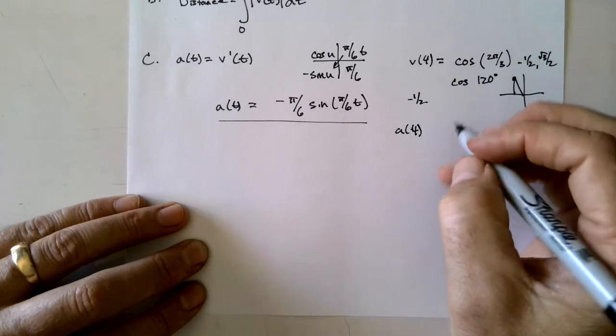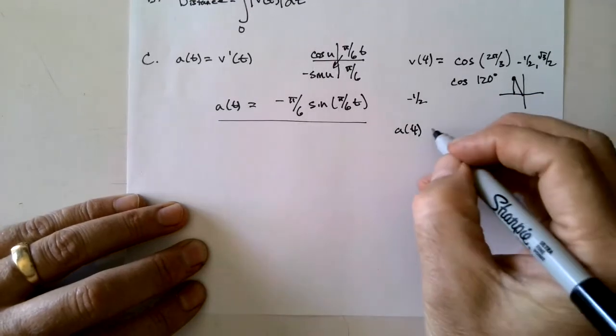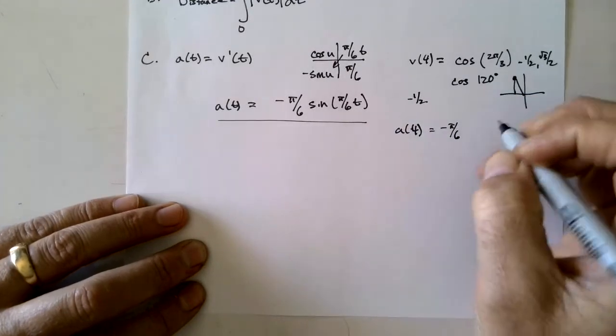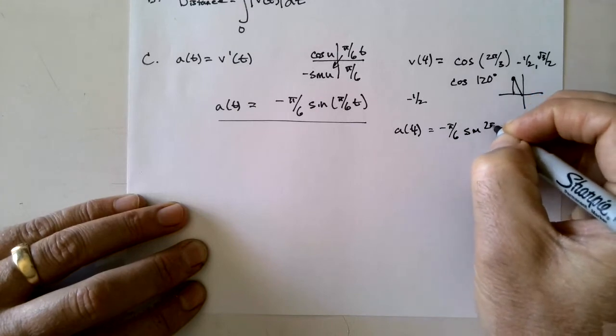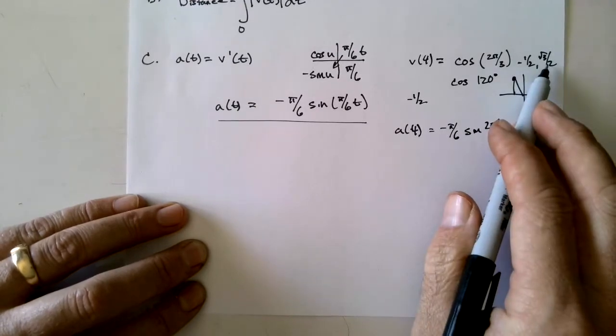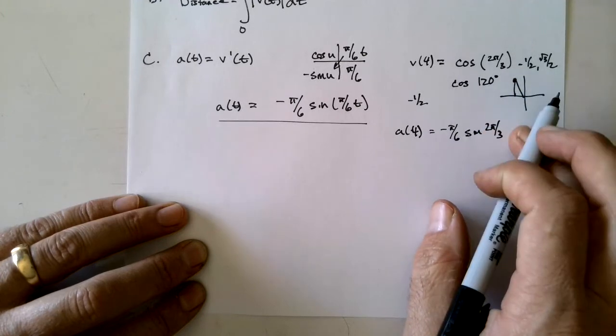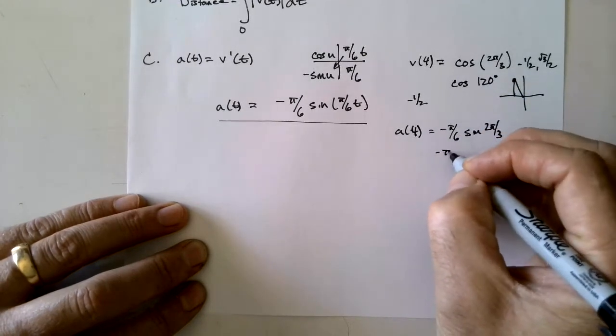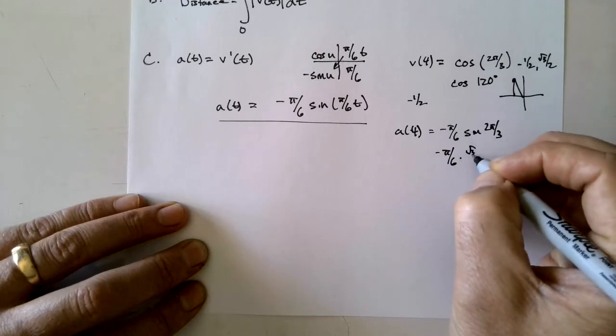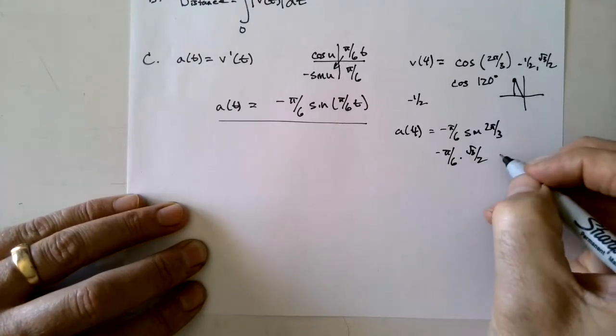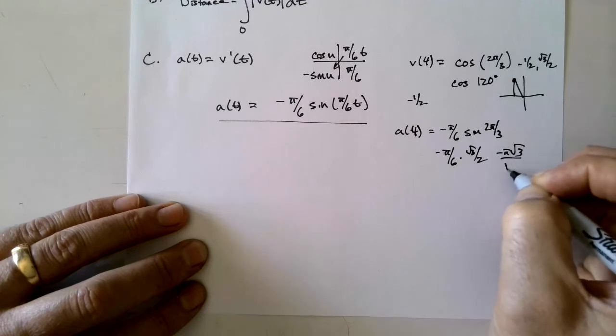A of 4, you're going to look at this guy right here. So negative pi over 6 times the sine of 2 pi over 3. You notice 2 pi over 3, that's going to give you the sine value, or the y value, which is the root of 3 over 2. So negative pi over 6 times root of 3 over 2, which is negative as well, negative pi roots of 3 over 12.